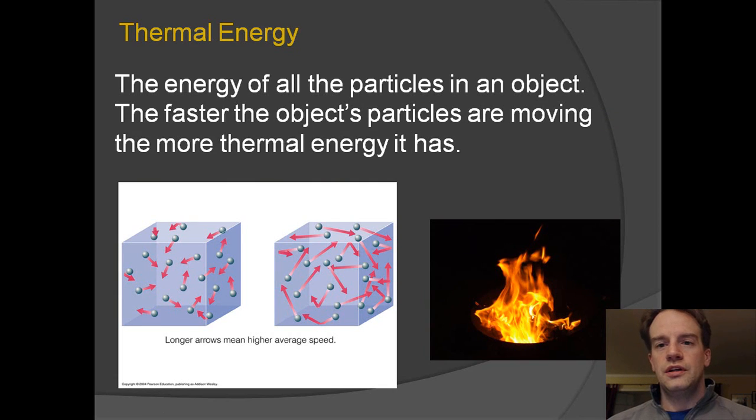Thermal energy is the energy of all the particles in an object. And the faster the object's particles are moving, the more thermal energy it has. So if something's warm, it's emitting heat, it's going to have thermal energy. The particles are going to be moving very fast. And when those particles are moving, it has heat, it has thermal energy.